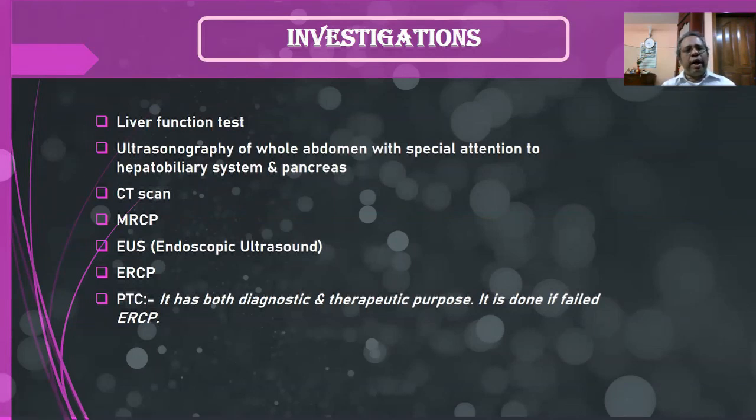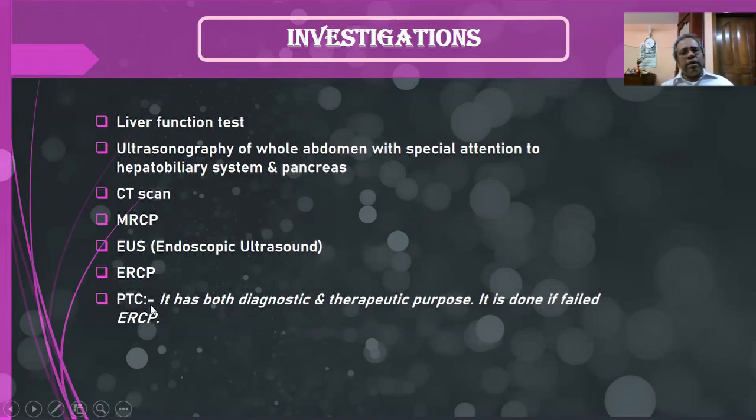What about the CBD diameter, whether a stone is there or not, is easily validated. It is more clearly delineated because of very close contact of the endoscope with the CBD. For that reason, endoscopic ultrasonography will take an important role in diagnosis in future, whenever it is more available. It is very limited in Bangladesh, only one center in Dhaka. The other is ERCP for diagnosis and treatment.